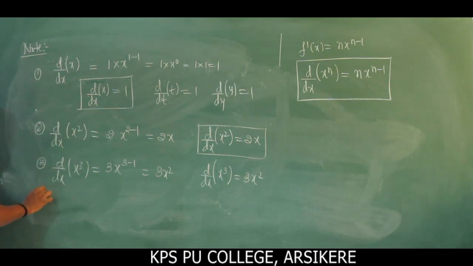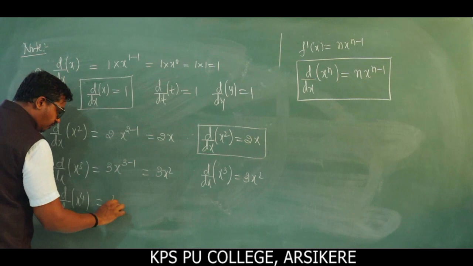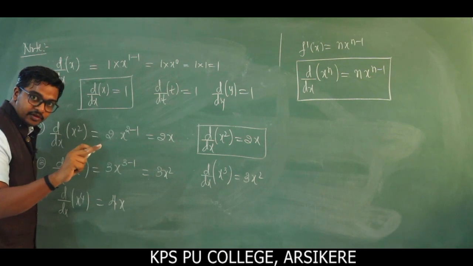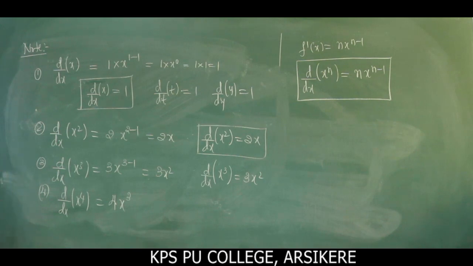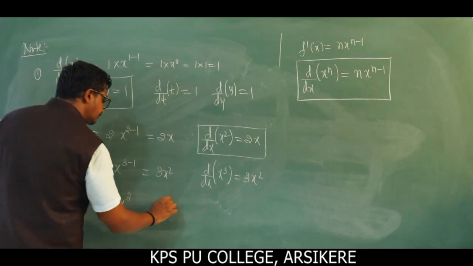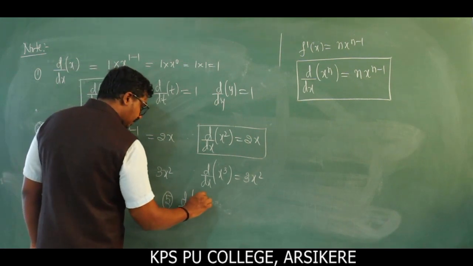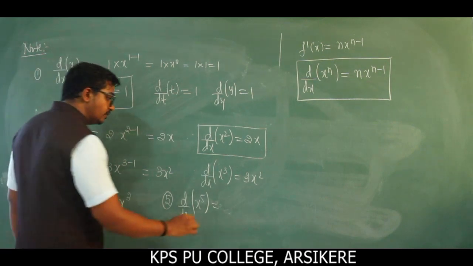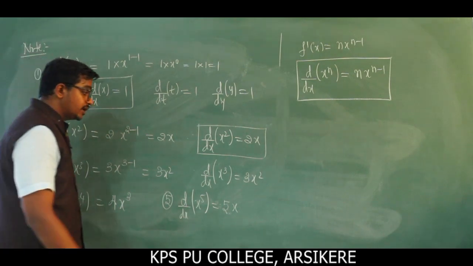And fourth one, d by dx of x power 4 is equal to 4 into, what does the form become directly? 4 into x power 4 minus 1, right? 4 into x power 4 minus 1 is 3. This is the formula. Differentiation of x power 4 is 4 into x power 3, or 4x cube. And the fifth one, d by dx of x power 5, tell me. Very good. 5 into x power, decremented by 1, 5 minus 1, that becomes 4.